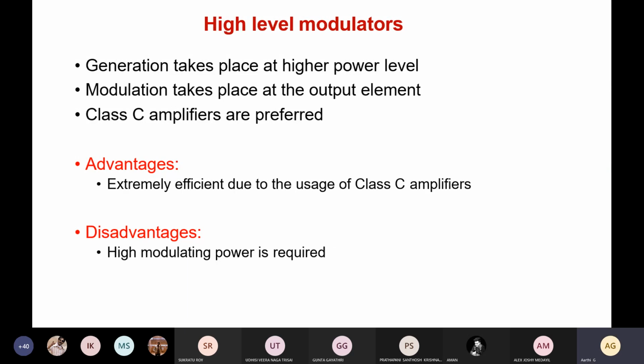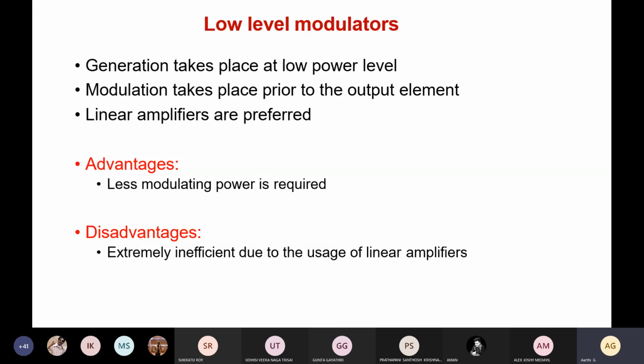And high level modulators, the generation takes place at higher power level, and the modulation takes place at the output element. So when you see the block diagram of a transmitter, in the high level modulators, generally the modulating signal is getting generated near the output. Whereas in low level, it takes place prior, before the output generation, maybe nearer the antenna end, the modulation takes place at a high level, and before that, low level modulators work.